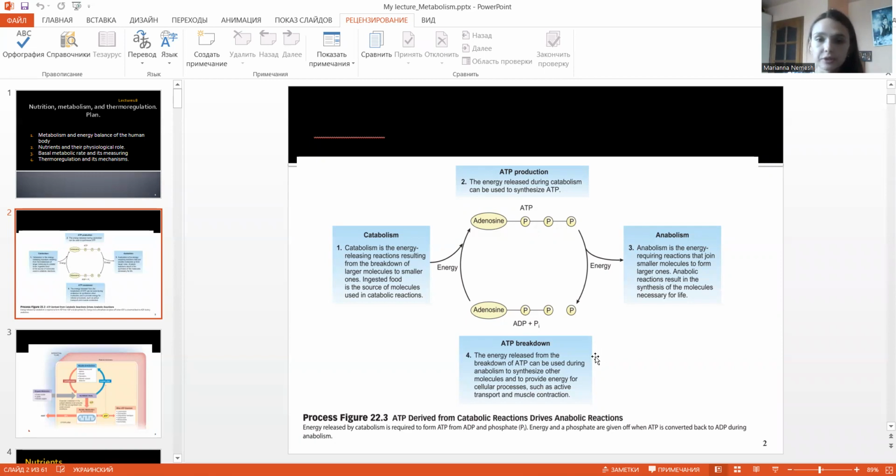The energy released from the breakdown of ATP can be used during anabolism to synthesize other molecules and to provide energy for cellular processes such as active transport and muscle contraction.